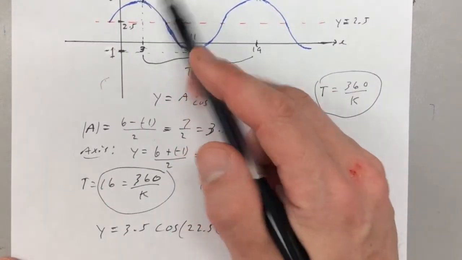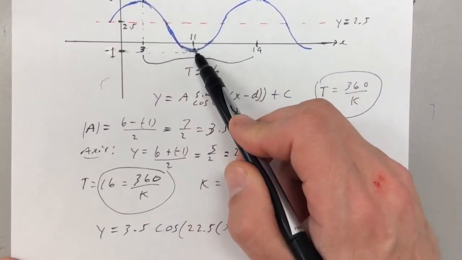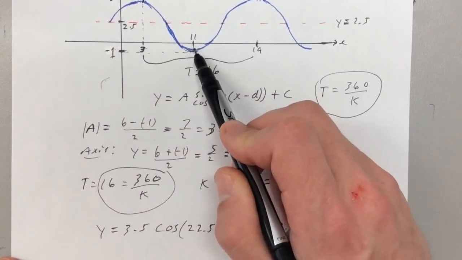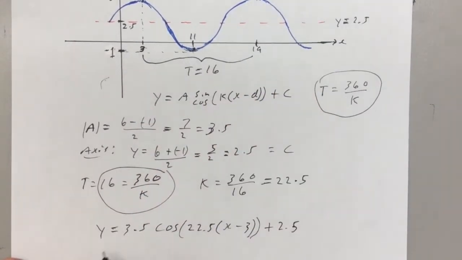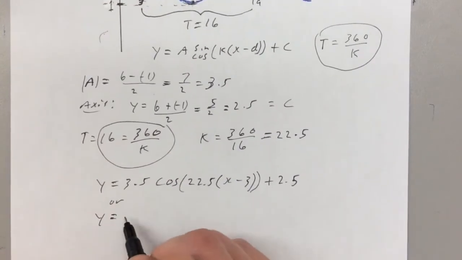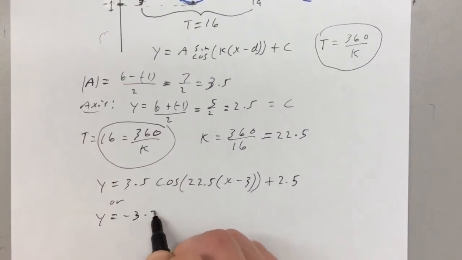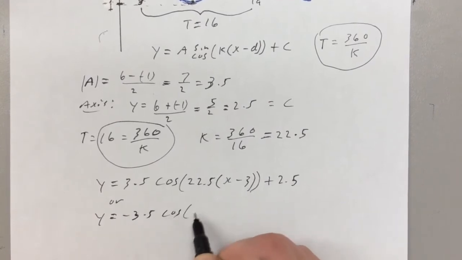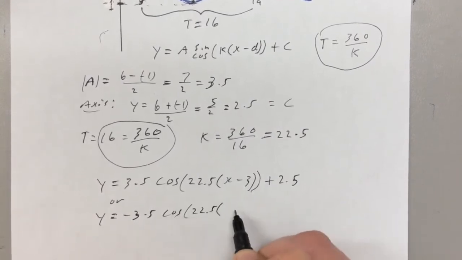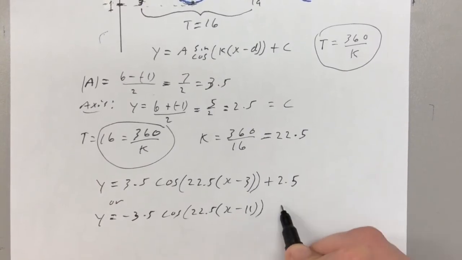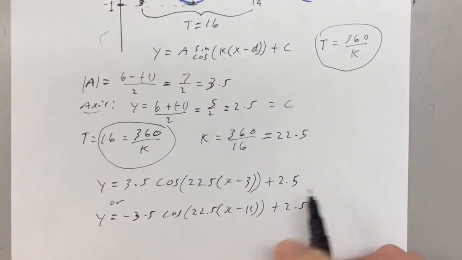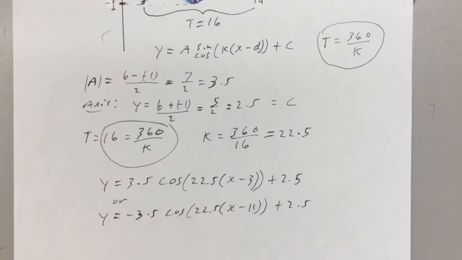If I wanted it to start from the bottom, that would be a negative cosine graph, and it would have been translated forward 11. So, y equals negative 3.5 cos 22.5 x minus 11 plus 2.5. And you could check this with graphing technology. These two graphs should look identical.